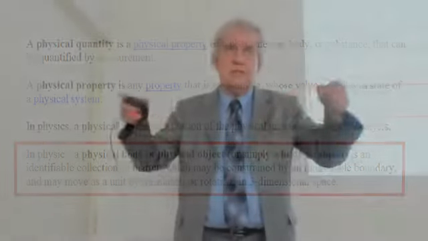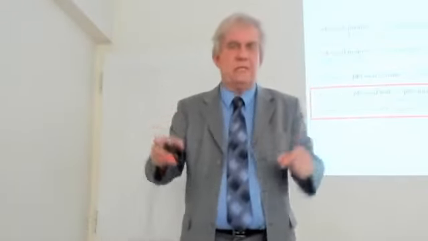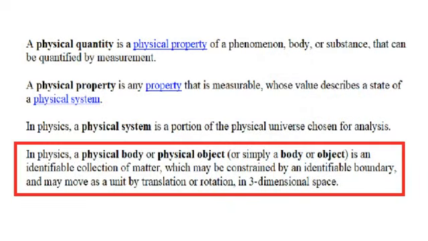Okay, something that is measured. They want to put a number there. They want to put meters, whatever. Something that is measurable, or pounds, or whatever. Right? In physics, a physical system is a portion of the physical universe chosen for analysis.